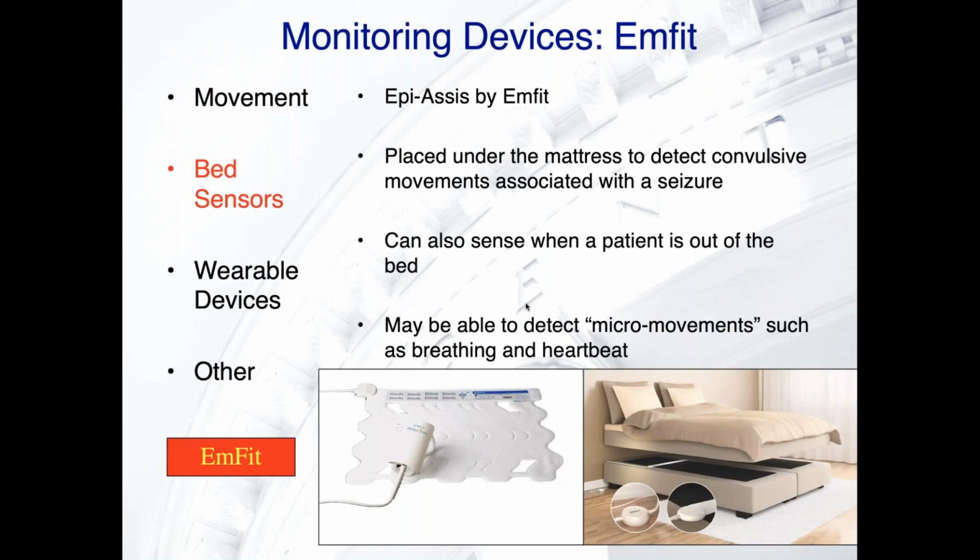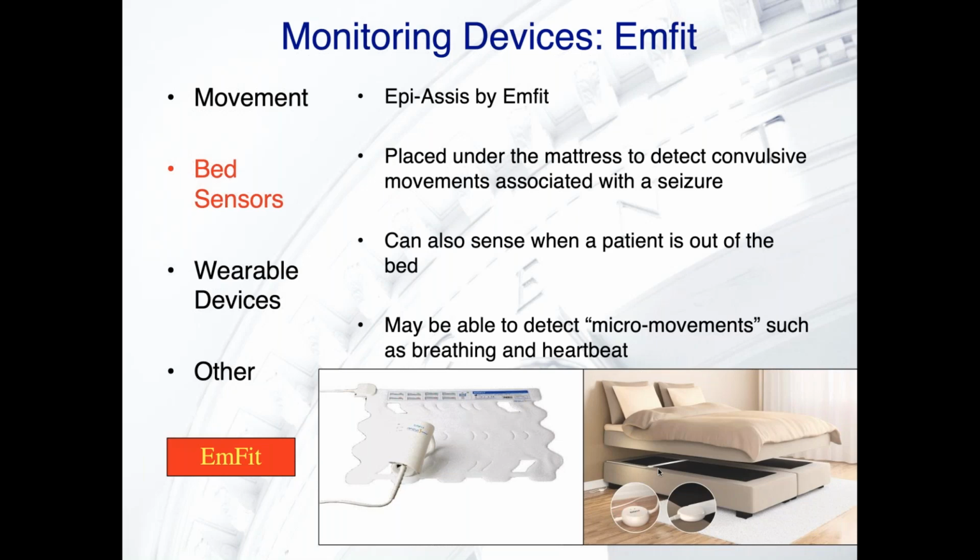Another monitoring device is the MFit device. This one down here is a slightly older model. This one here is a slightly newer model. The way this device is designed to work is that this piece goes underneath the mattress above the box spring at about the level of the bed where the chest would be. And this can detect movements of the patient at night.